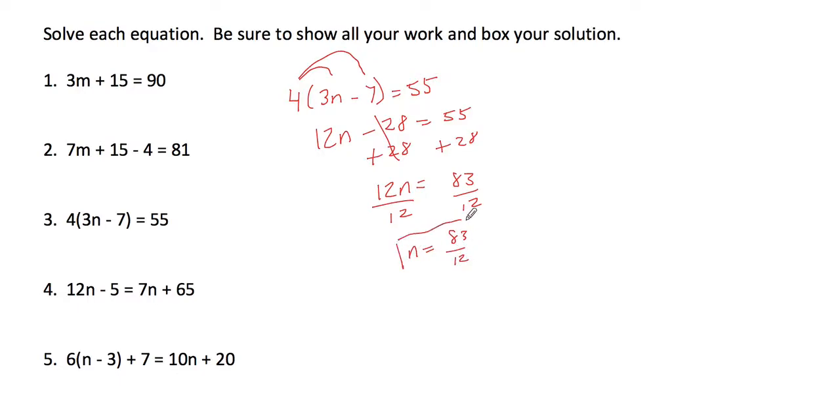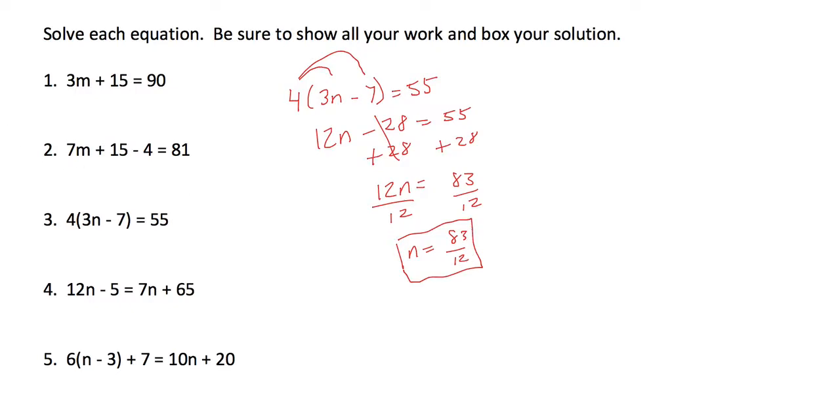You guys can leave this as an answer. Some of you guys probably change this to a decimal just by doing 83 divided by 12. But you don't have to. You can leave it as an improper fraction just as long as you reduce the fraction. But there's no number that goes evenly into 83 and 12, so it's reduced all the way.